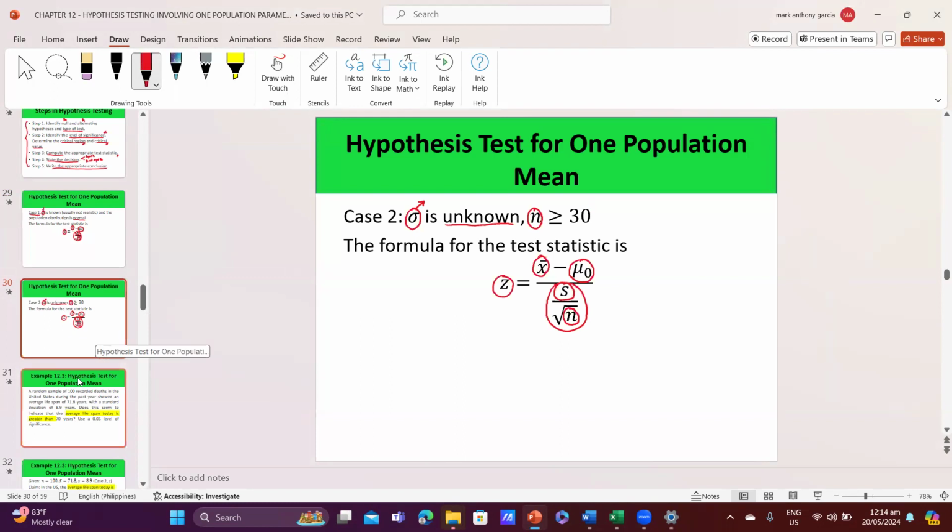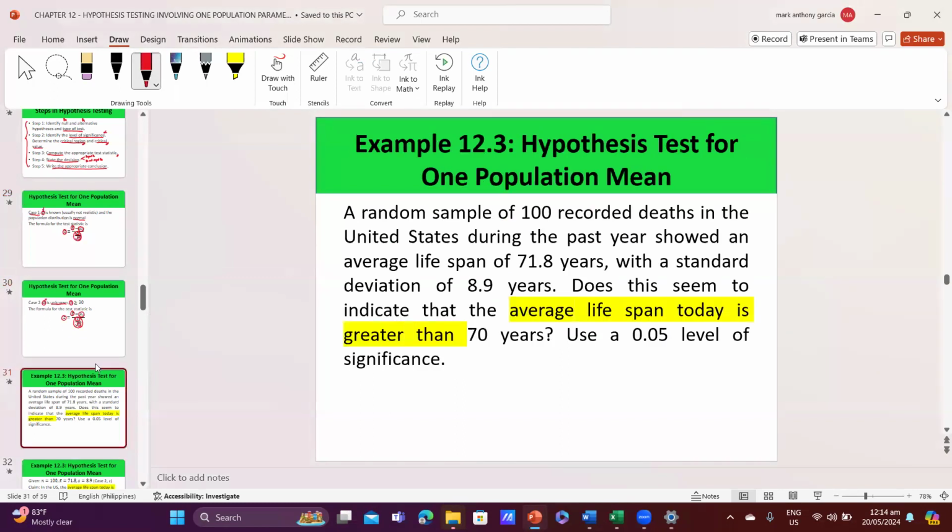Now let us illustrate this case number 2. A random sample of 100 recorded deaths in the United States during the past year showed an average lifespan of 71.8 years with a standard deviation of 8.9 years. Does this seem to indicate that the average lifespan today is greater than 70 years? Let us use the 0.05 level of significance.